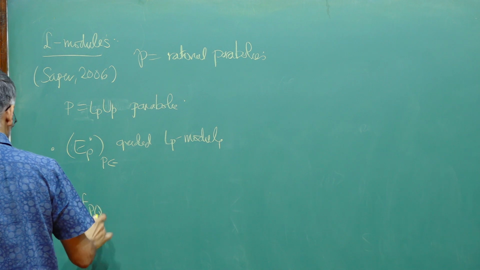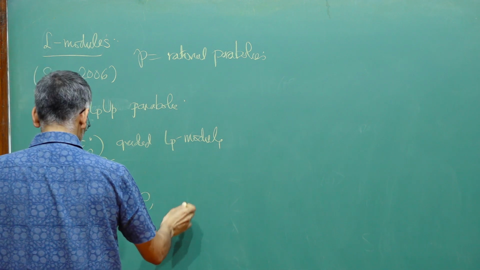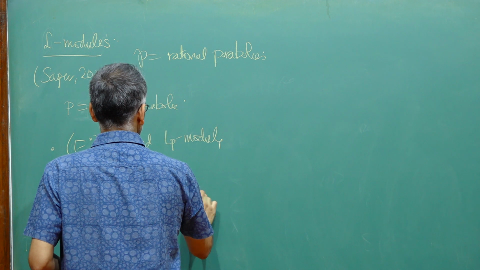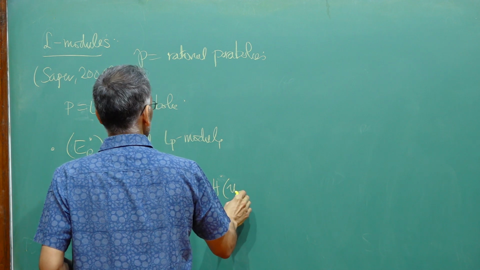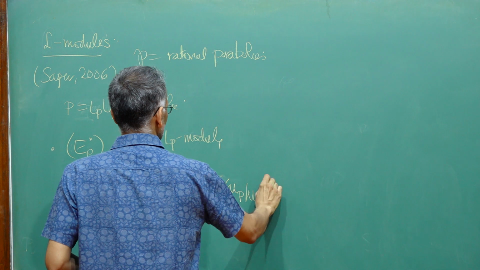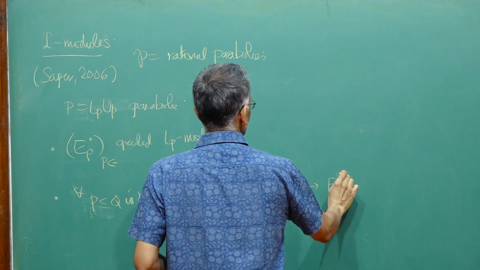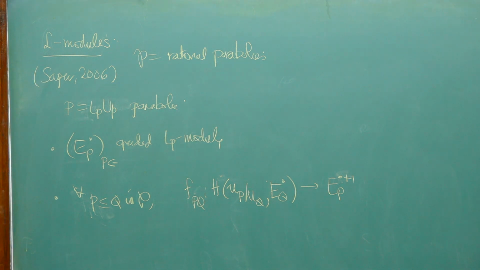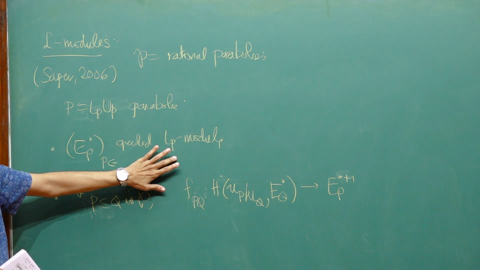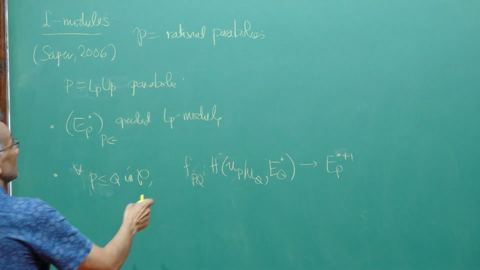And the second datum is sort of the key point, is that for all P less than Q, I have a mapping f_PQ from H, the Lie algebra homology of u_P mod u_Q, of E_Q to E_P shifted by 1. Okay? Yeah. What is a? L_P is the Levi, so E_P is an algebraic finite dimensional representation of L_P, graded algebraic finite dimensional representation.